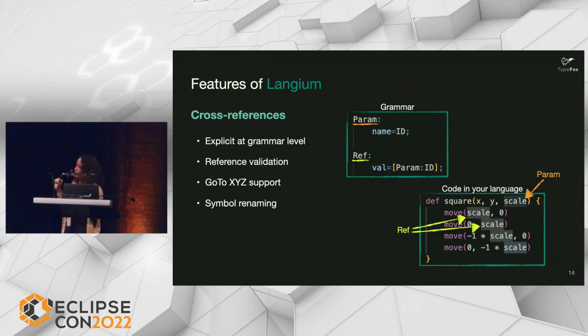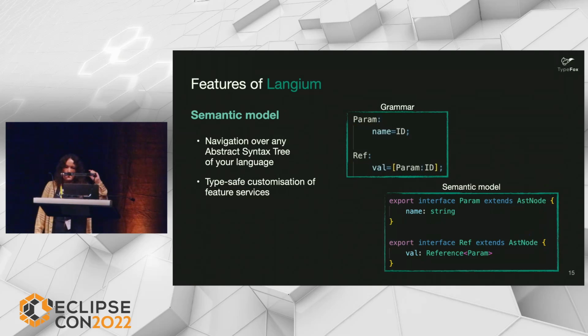These ones are references. Here you can see that you call another function called move with this parameter. So these are references. Using this wonderful mechanism, Langium is able to generate all the necessary services that are related to references.